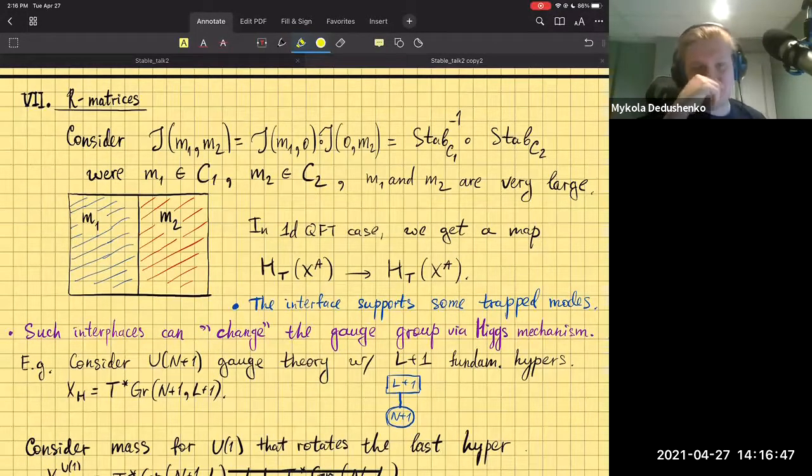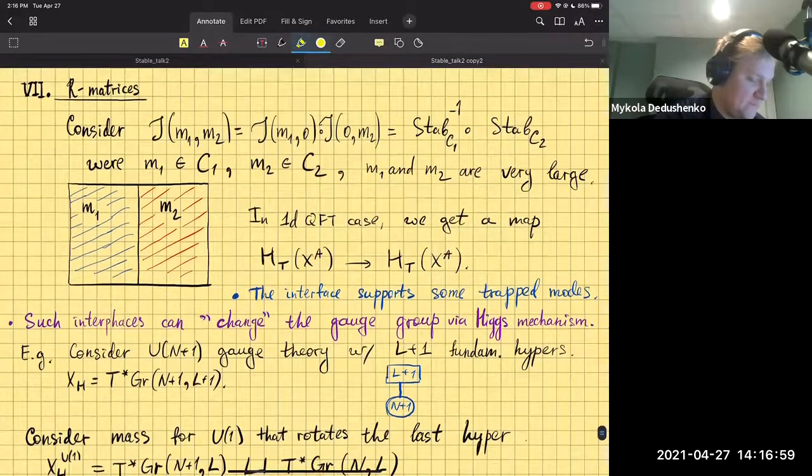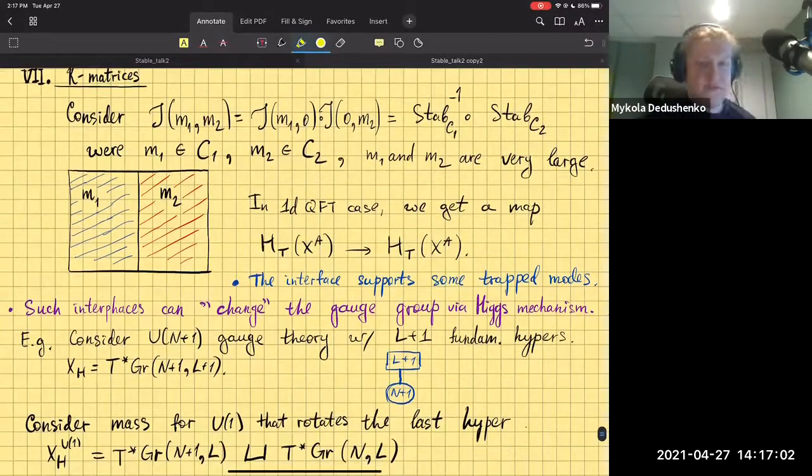This part that I'm talking about is also still to be worked out, the details, but it's kind of clear what's going to happen: you can also compute matrix elements of this interface, and it can be described as a QFT on the left and a QFT on the right, coupled to this mode that's trapped on the interface. And one remarkable property is that such an interface can change the gauge group via the Higgs mechanism.